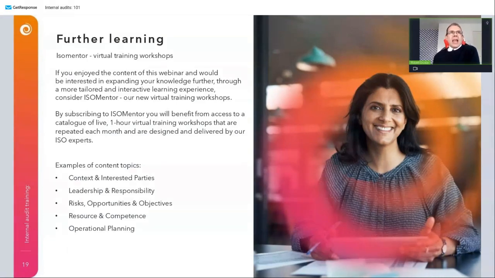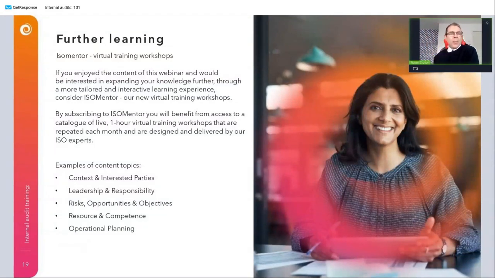Now, one other offering that we also have is the ISO Mentor Program. And the ISO Mentor Program is particularly useful for organizations where they may not be able to get all the staff in a room at one time. They may not be able to get the availability of staff, or maybe only able to get 1 member of staff available. So what the ISO Mentor allows organizations to do is to effectively sign into a package whereby we have got training material based on all of the key areas of the standard.